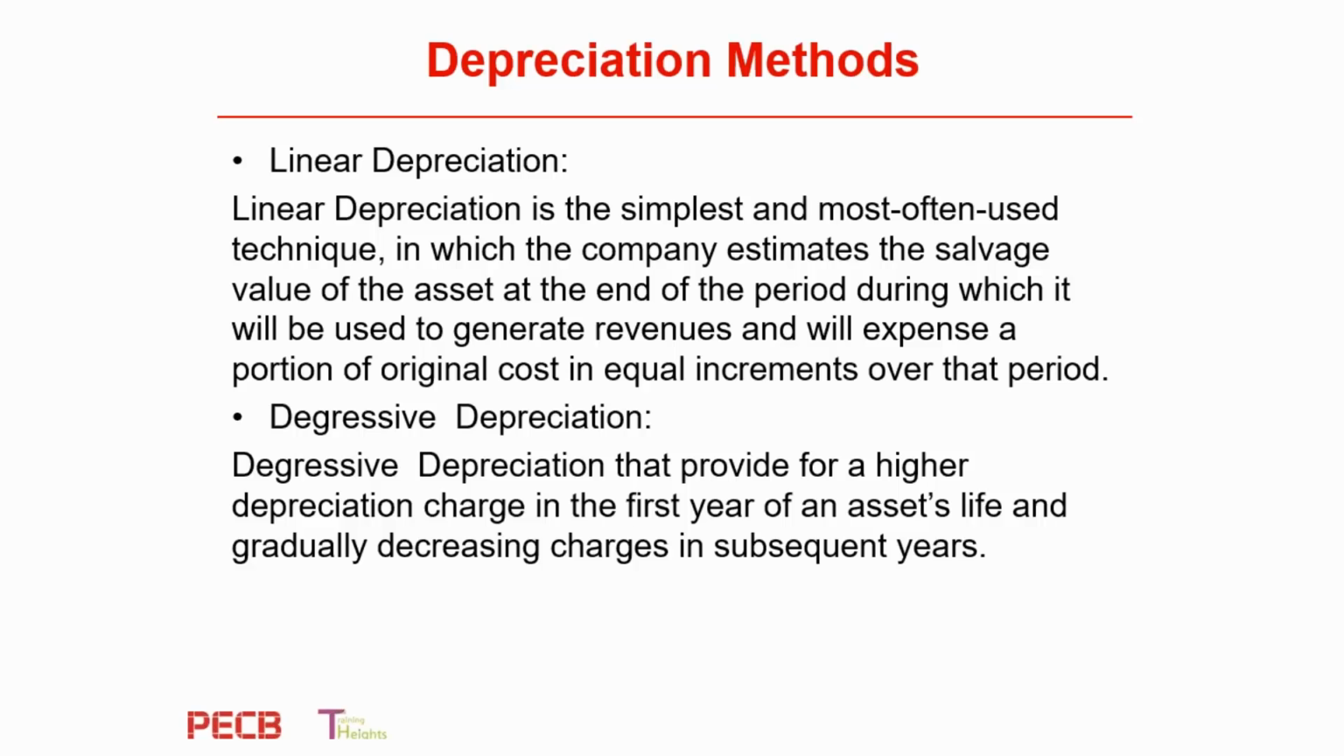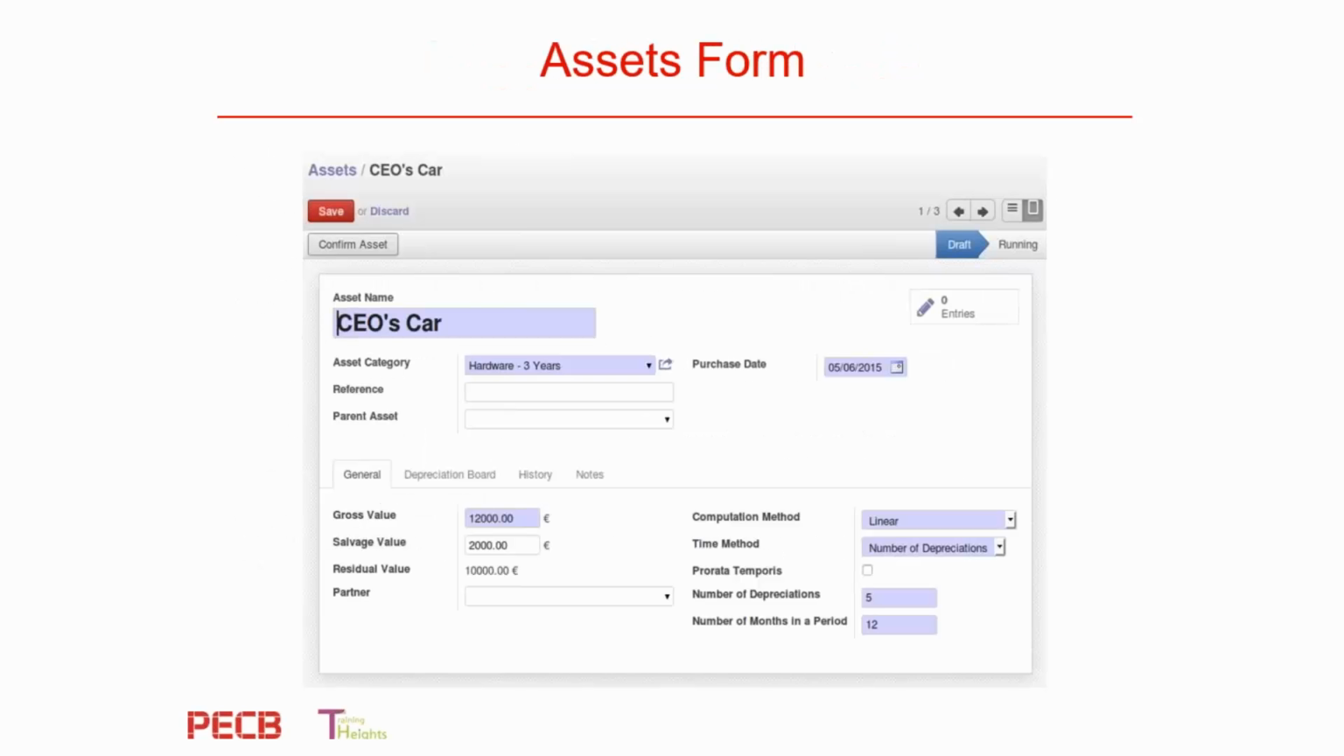The two basic depreciation methods that this particular one uses are linear depreciation and what we call degressive depreciation. If you look at the sample form in front of me, it talks about the asset category, a reference for the asset, if it's part of another asset, the purchase date, gross value, salvage value, residual value, computation method, and a couple of other pieces of information with regards to the asset.